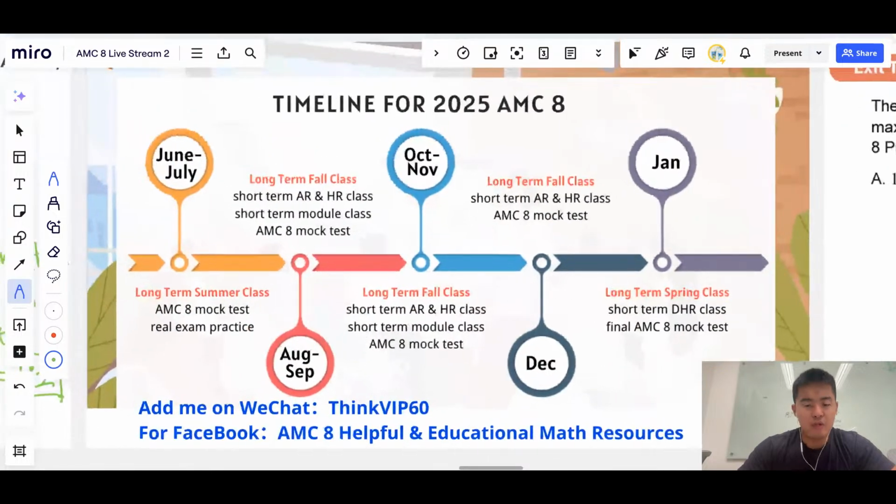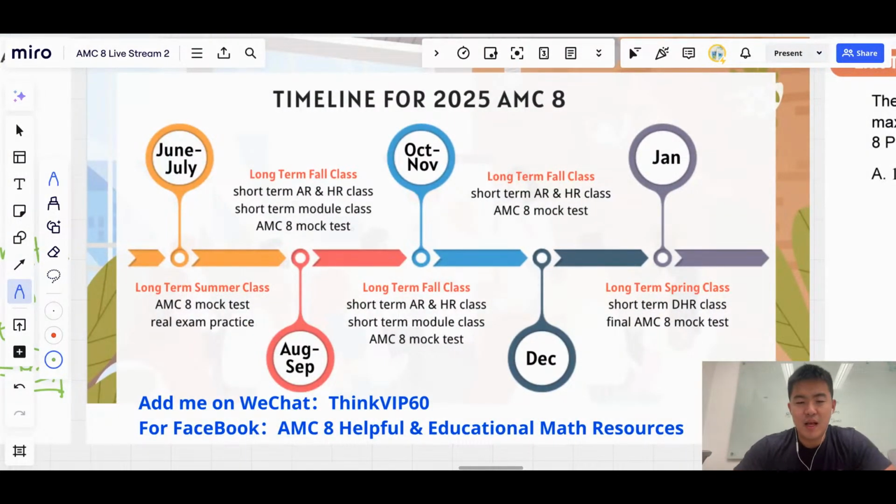Now, before we move to the third problem of today's live stream session, I do want to include a brief timeline for the upcoming 2025 AMC8. First, in June and July, so July's already passed, right? We did have the AMC8 mock test, which is extremely similar to the real exam, still composed of 25 problems with a time limit of 40 minutes. We're going to have another round of AMC mock tests in August, in November, and in December and January. So that's for the mock test part.